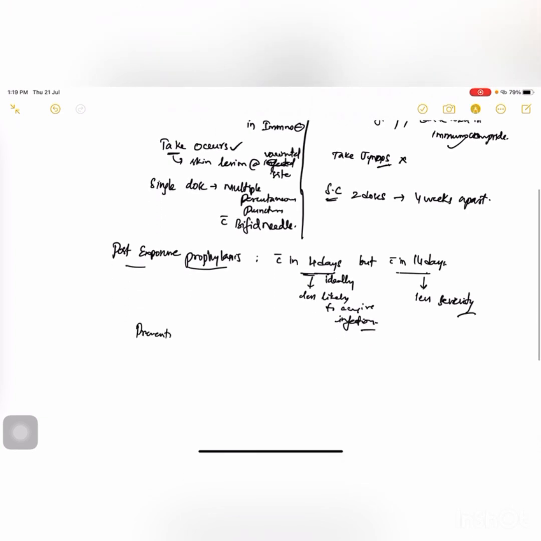Prevention. Apart from vaccination, we have to isolate the infected person. And we have to cover the lesions of the infected person with a sterile cloth.